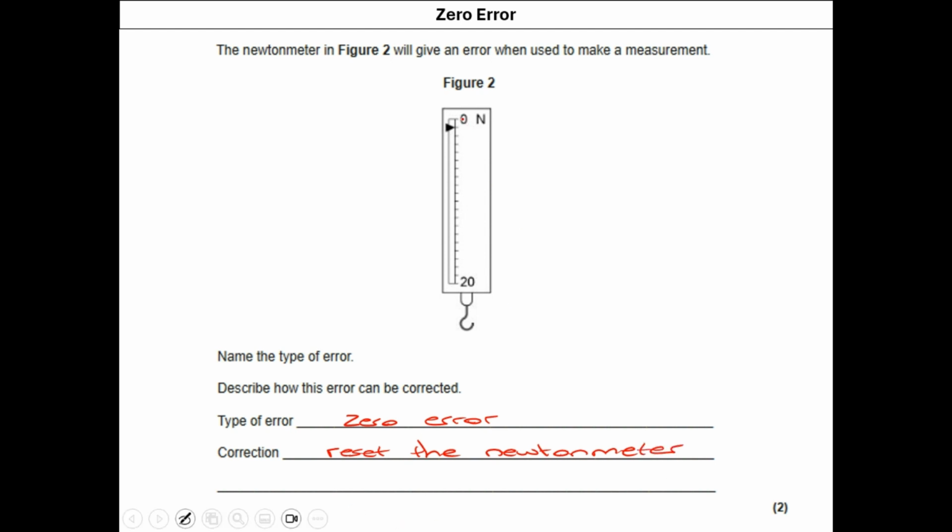Or I could, I think this goes up in ones, 1, 2, 3, 4, 5, 6, 7, 8, 9, 10, 11, 12, 13, 14, 15, yeah, 20. So that's one possible answer: I could minus 1 from every reading. But remember, if they've asked you for one answer, only give one answer. Because if I made a mistake in my second one, it could cancel the mark out entirely, even if my first answer was correct. So that's how you do errors questions.